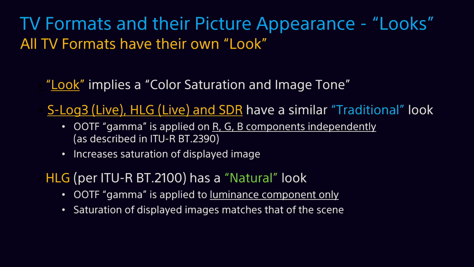All TV formats exhibit specific picture appearances, which we call looks. The word look implies various levels of color appearance, color saturation, and image tones. Nowadays, people talk about a traditional look for TV formats that apply gamma curves, or OETFs, to the individual red, green, and blue color components. This process produces an increase in colorfulness of the image, making it look more impactful. TV formats such as S-Log3 Live, HLG Live, and SDR are examples of this traditional look.